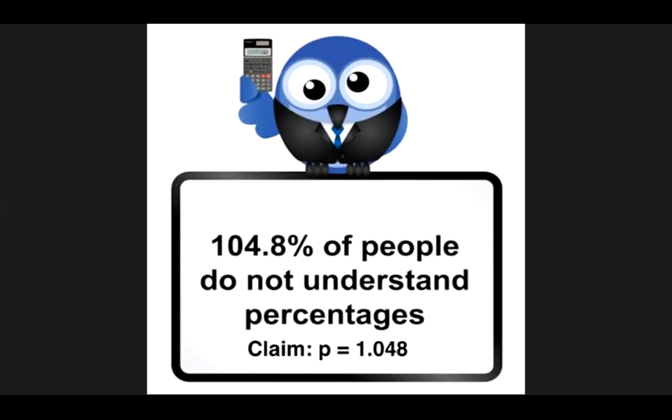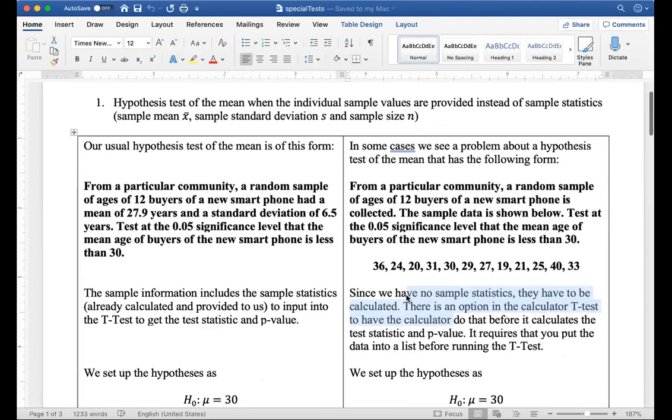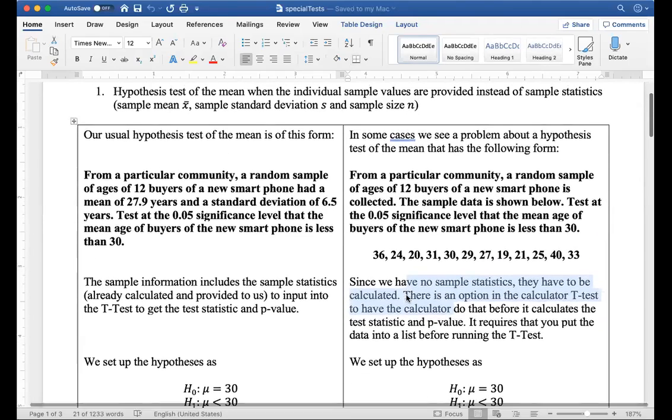This video is going to cover three problems that you'll run across in the homework leading up to test 3. So let's look at all three of those, starting with a test of the mean.